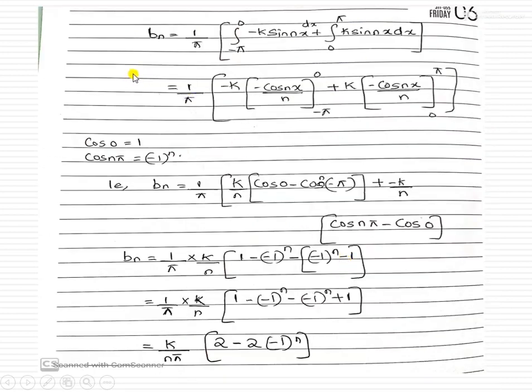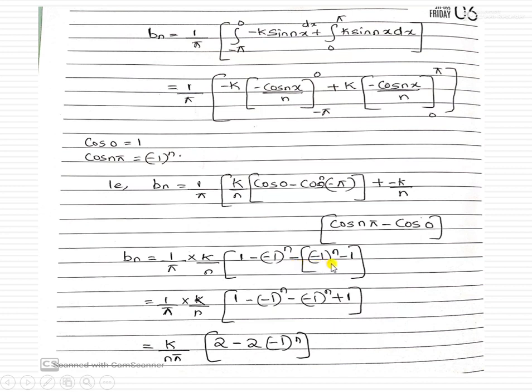Now bn equal to 1 by pi integral minus pi to 0 minus k sin nx dx plus integral 0 to pi k sin nx dx, and by integrating and applying limits we can see that cos 0, we already know that cos 0 equal to 1 and cos n pi can be written as minus 1 raised to n. So here bn equal to 1 by pi into k by n into 1 minus cos n minus pi, which can be written as cos n pi. Cos n pi here we get minus 1 raised to n.